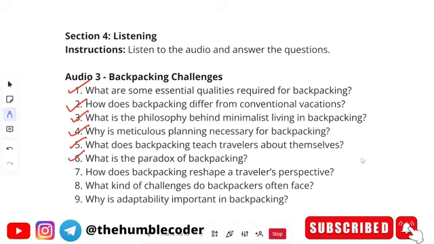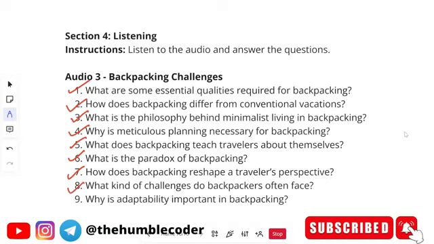Moving on to the next question, what is the paradox of backpacking? The correct answer will be, the paradox of backpacking is that while it removes indulgences, it enriches the traveler's life. Moving on to the next question, how does backpacking reshape a traveler's perspective? The correct answer will be, backpacking reshapes a traveler's perspective by making them more adaptable and appreciative of simplicity.